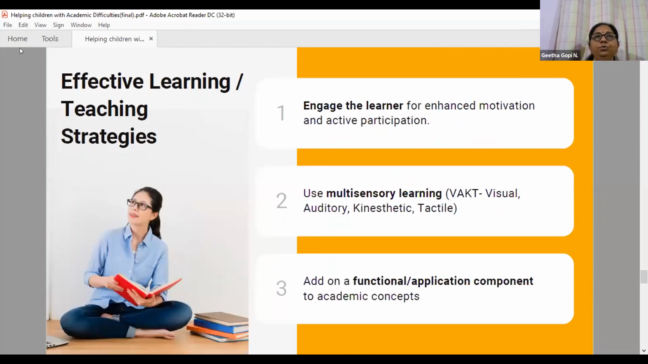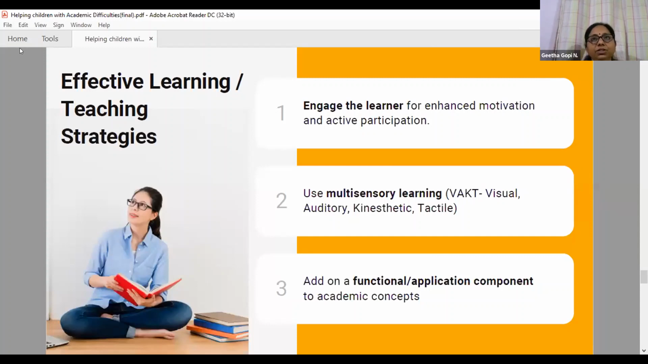So how do we engage the student? What are the effective learning teaching strategies that we can employ? First is engaging the learner. And engaging the learner is, if you have to get an active participation from the children, they need to be motivated. They need to show an interest in the happenings of the classroom, and they need to be able to not just sit and listen to you or pretend listening to you, but should be able to respond, should be able to perform as required, or as you take them through the lesson. So active participation and enhanced motivation happens only when you engage the learner.